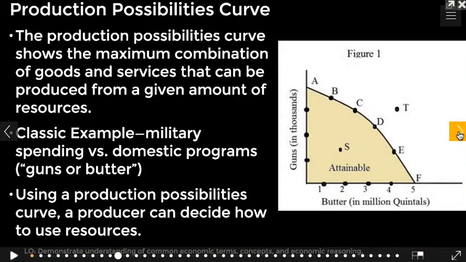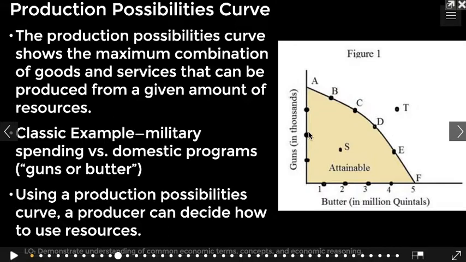This is a look at a production possibilities curve. The production possibilities curve shows the maximum combination of goods and services that can be produced from a given amount of resources. The classic example is military spending versus domestic programs, guns or butter. Using a production possibilities curve, a producer can decide how to use resources.